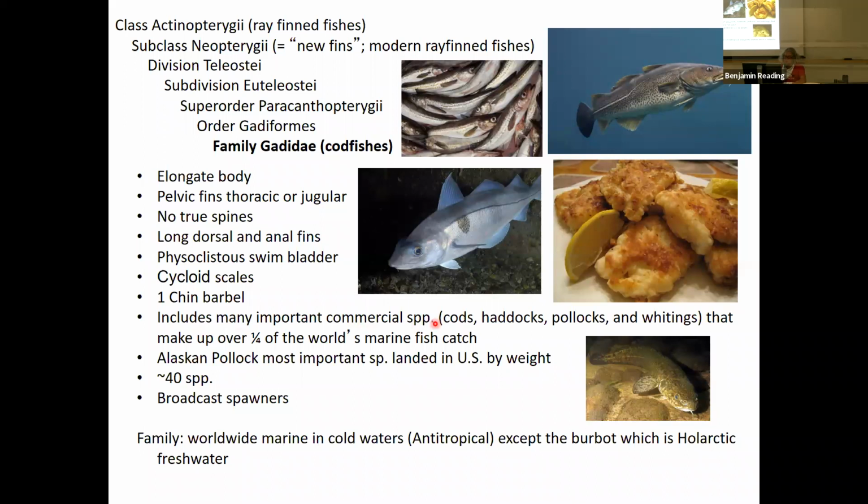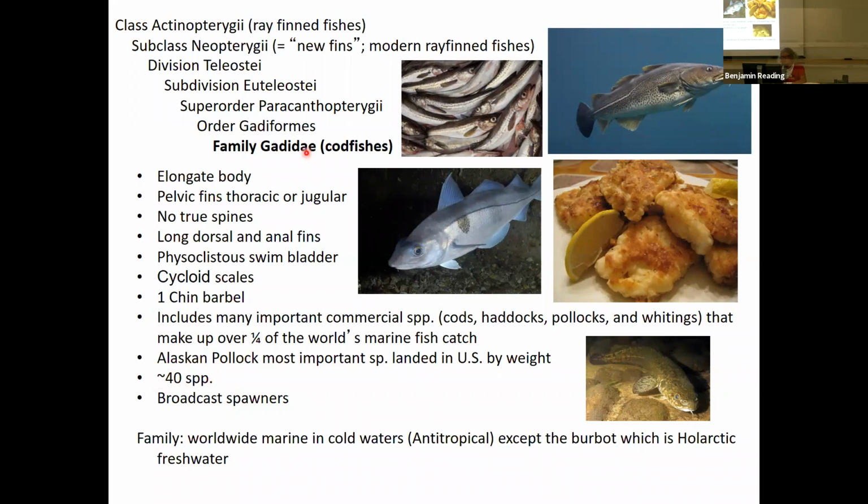Many important commercial species here: cods, haddocks, pollocks, and also the whitings. They make up collectively over 1/4 of the world's marine fish catch, and primarily for human consumption. So for instance, Alaskan pollock is the most important commercial species landed in the US by weight. And so this is like fish sticks and stuff like that.